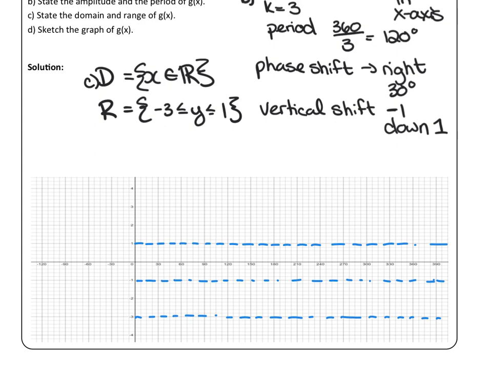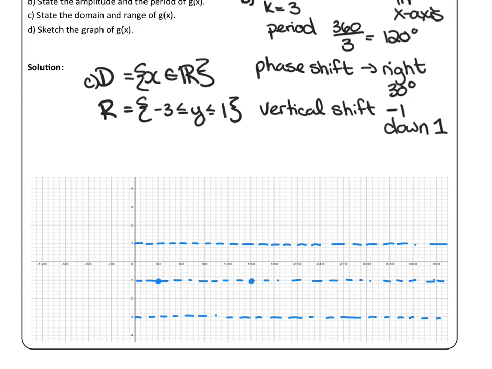Next thing, our phase shift is 30 to the right. Now we are doing a sine function, so I know it starts right on -1, and we're going to the right 30. So I'm going to plot that point. That is our starting point right there. And then I know that I have to end at 1. It's a period of 120. So 30 plus 120 gets me to 150.